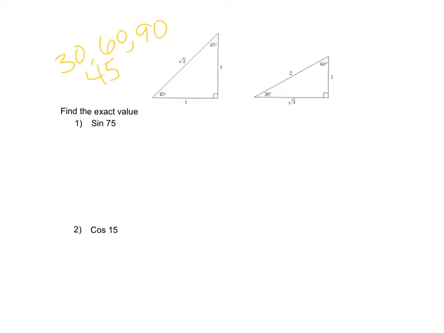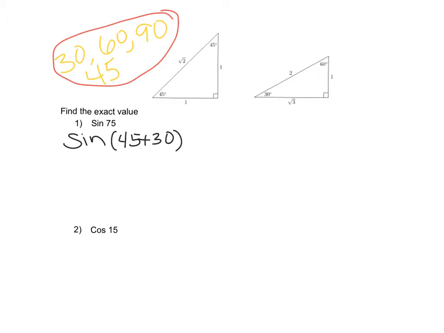Okay, so the sine of 75 isn't one of the ones we know. So I sit here and I think, what 2 angles can I add or subtract to get 75? And I'm looking at these guys. So my brain goes to 45 plus 30. And it doesn't matter. You could have said 30 plus 45. That doesn't change the problem.